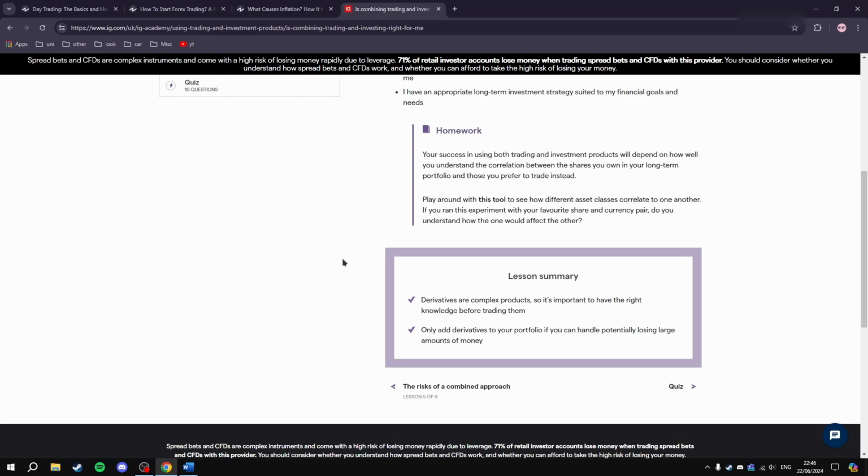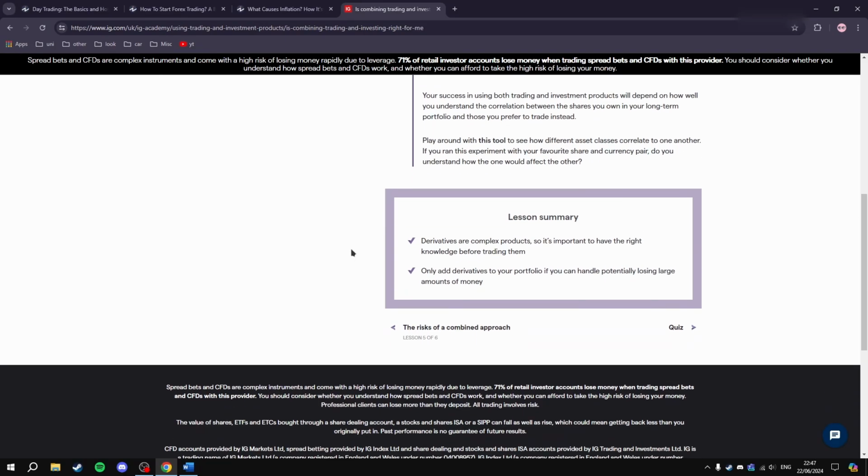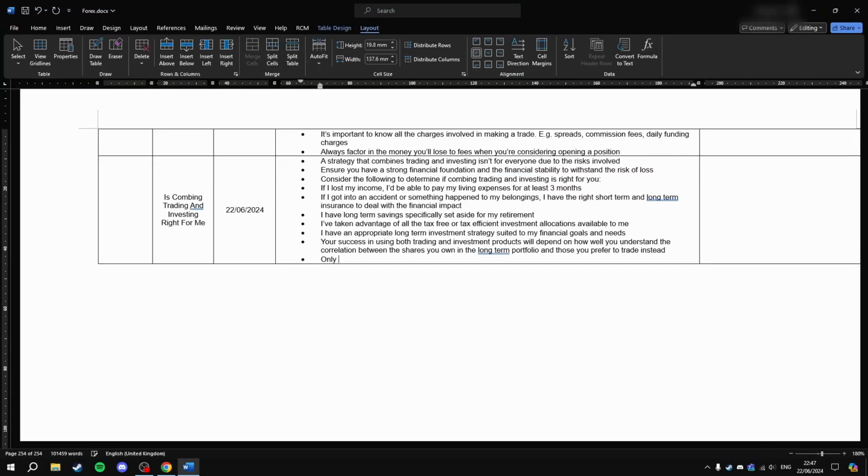Lesson summary then. Derivatives are complex products, so it's important to have the right knowledge before trading them. Only add derivatives to your portfolio if you can handle potentially losing large amounts of money.